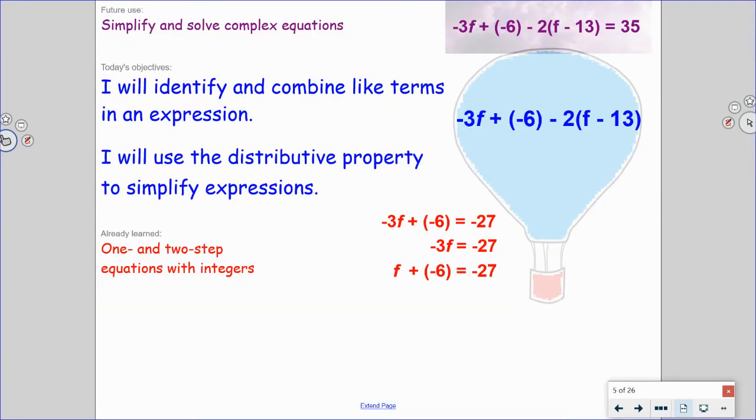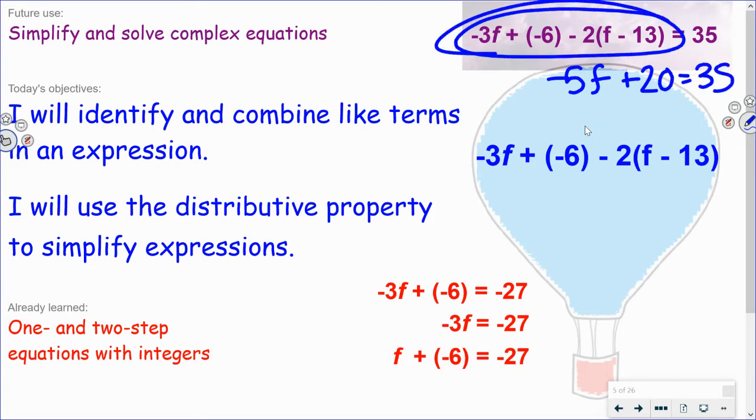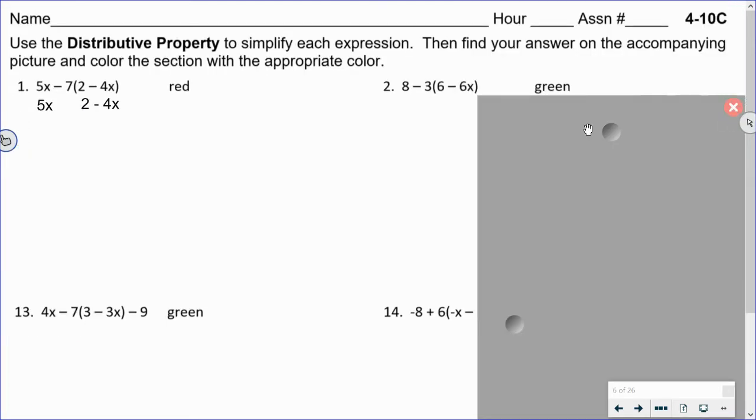Focusing once again on simplify, simplify, simplify. Keep your eye on the prize. Eventually, we're going to be going to really complicated equations. It sure would be nice if we could simplify this down to something that's more doable. So if we can find a way to simplify parts of equations, we will make our lives much more peaceful.